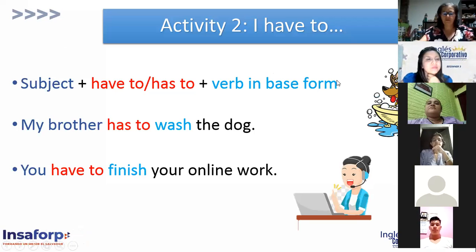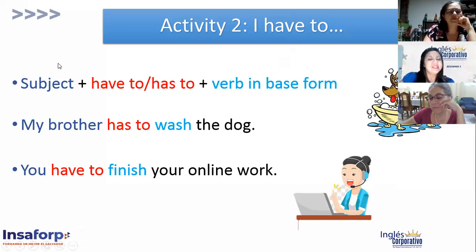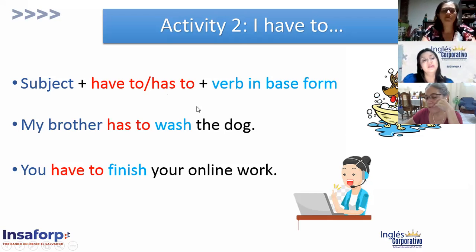Yes. Okay, when we want to say the things that we have to do, that it's an obligation for us to do, even though we don't like it, this is the structure. Okay, first we have subject, have to or has to. When do I use has to? When is the third person? Exactly, he, she or it, and then the verb in the base form. For example, my brother has to wash the dog.